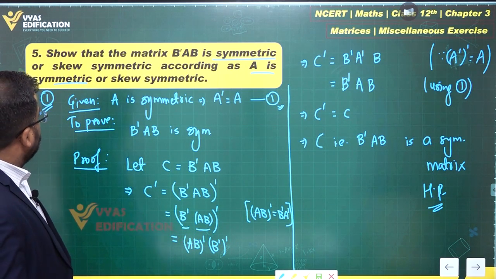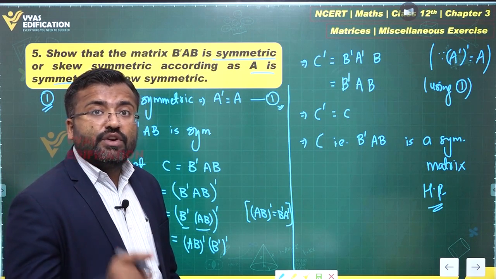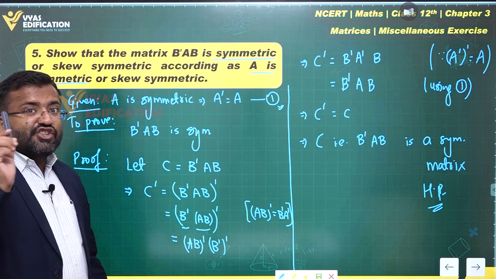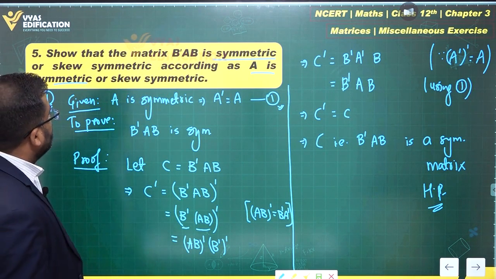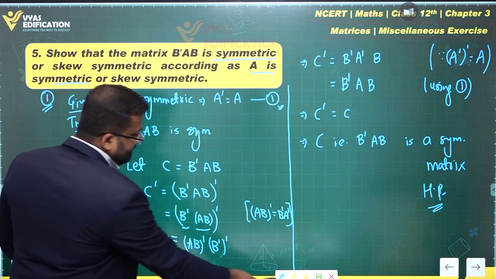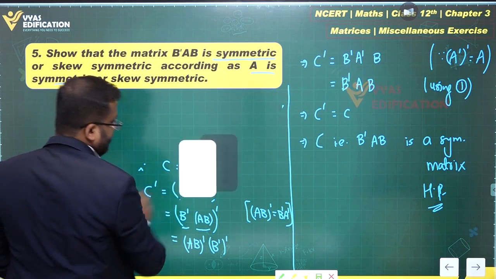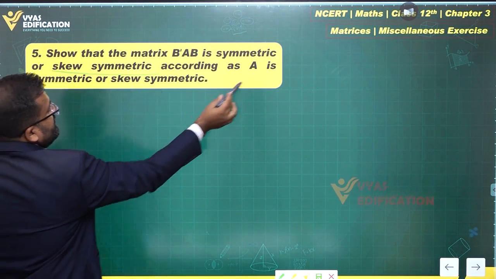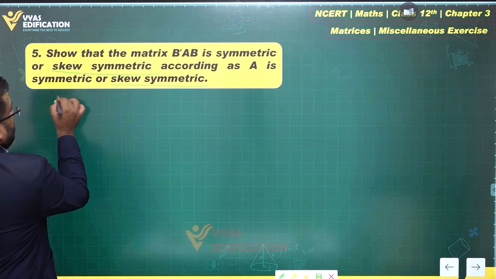Okay, is that all? No, this is just the first part where we have proved it for a symmetric matrix, right? If A is skew symmetric, then B transpose AB should be a skew symmetric matrix. Okay. Now let's talk about this second part after this. Okay, let's get rid of this whole thing. So now we'll discuss this skew symmetric case, as A is skew symmetric. Okay. Let's discuss the second part.